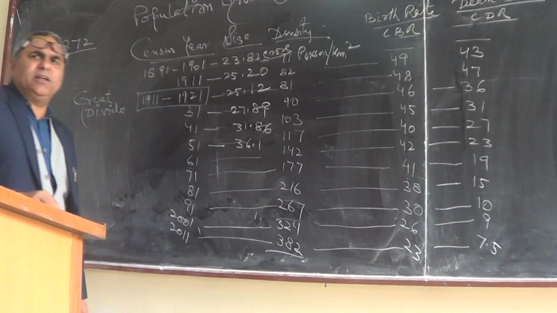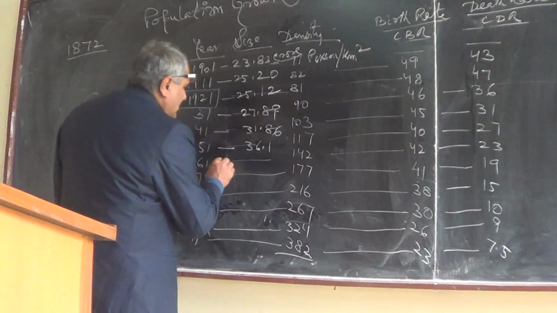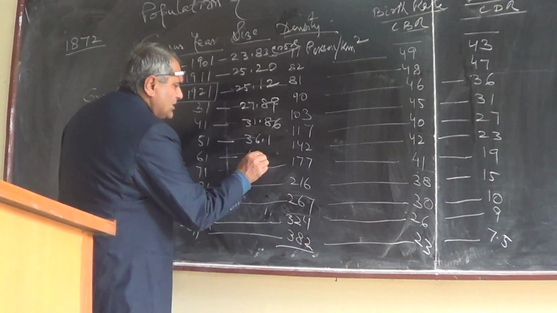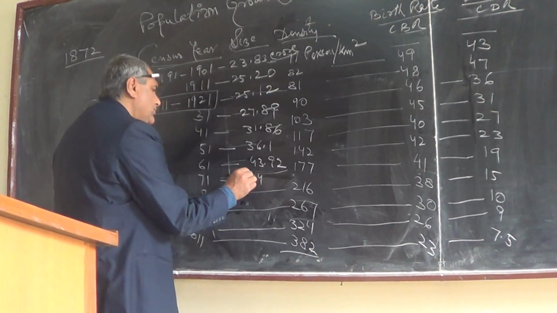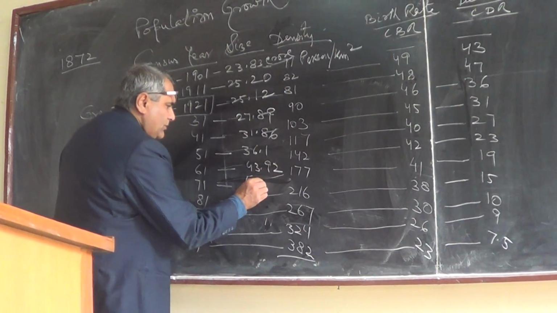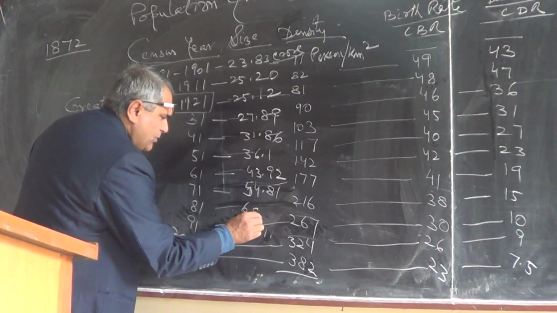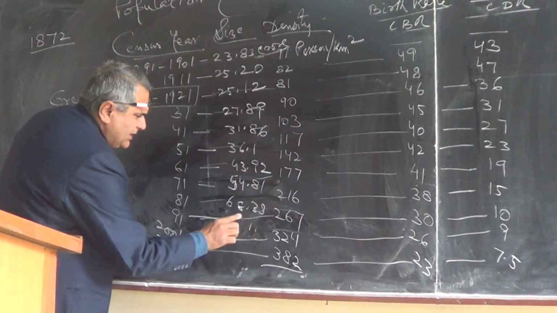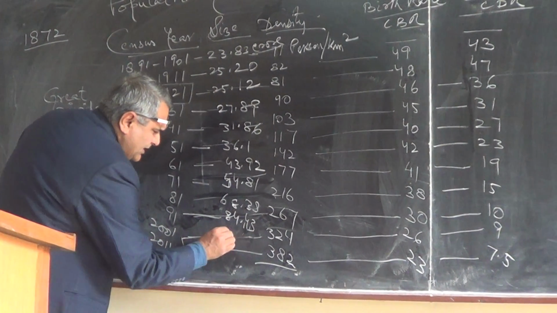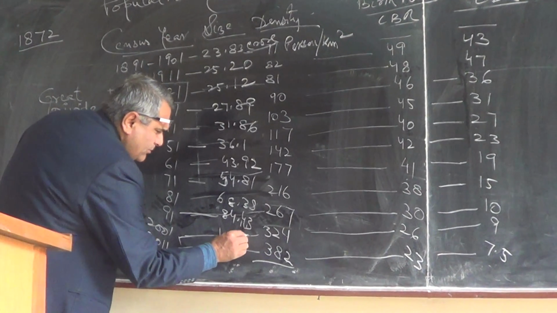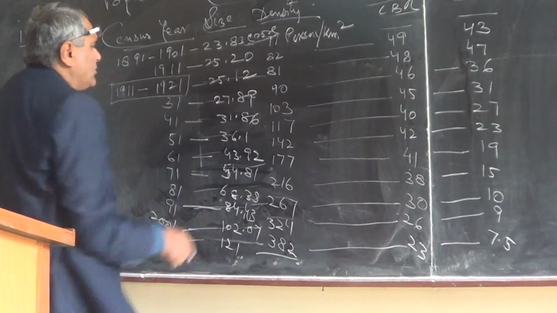At the time of independence, our population was approximately 36 crore. And 61, 43.92. Then 71, 44, 54, right. 54.81. And 81, 68.38. And 91, yeah, 84.43. Then 102 होगा approximately. Okay, and now 121. So this is how the population increased.